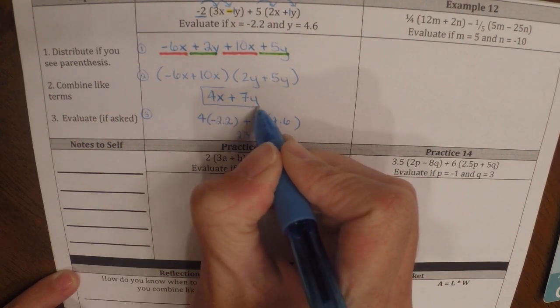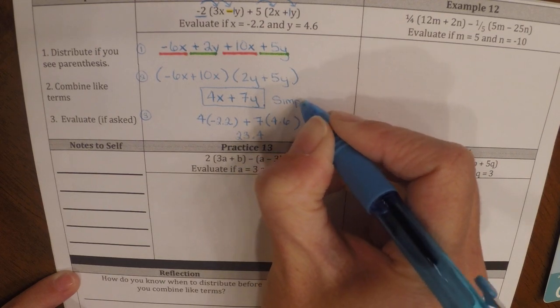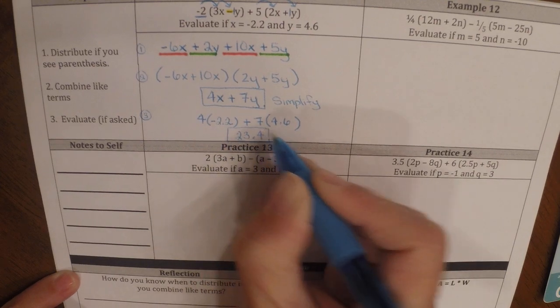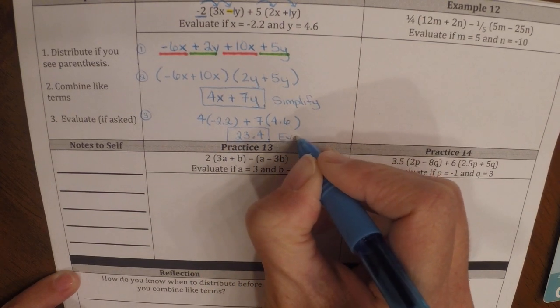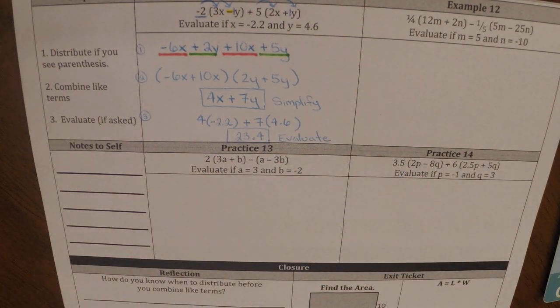So we have two answers. We have this, which is our answer to simplify. And then there's this, which is the answer for the evaluate part. Please know that I'm going to be looking for both, so make sure that you are simplifying before you try to evaluate. So let's look at one more.